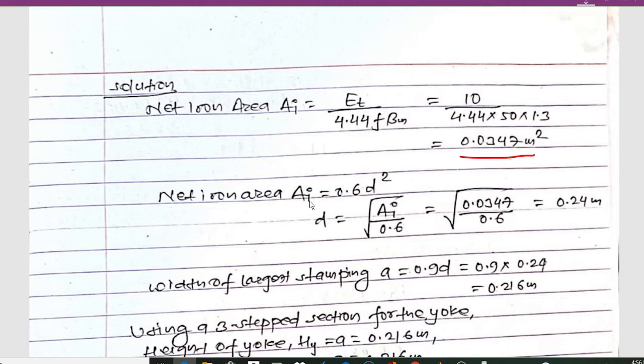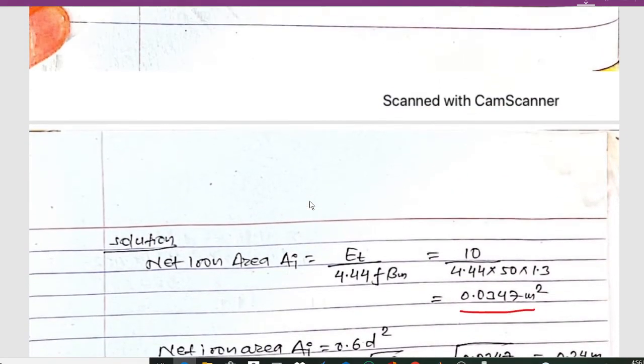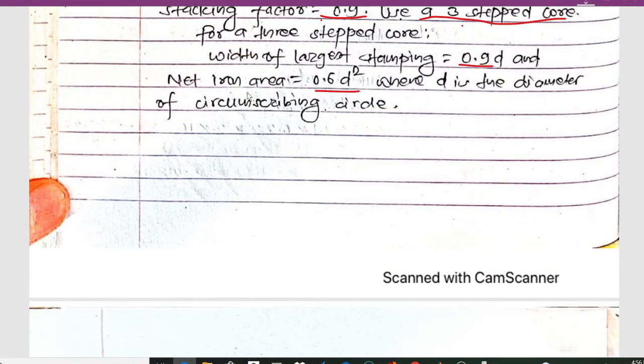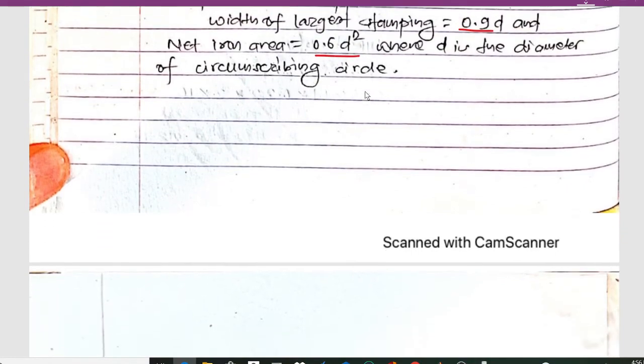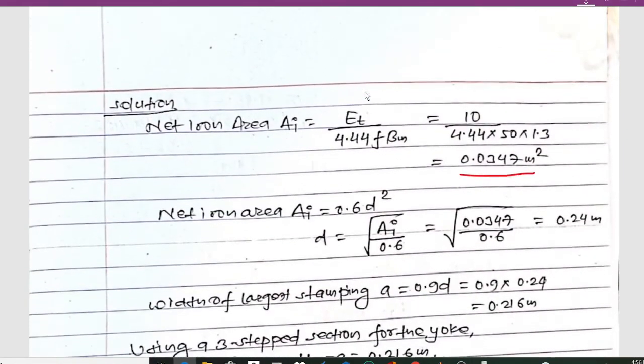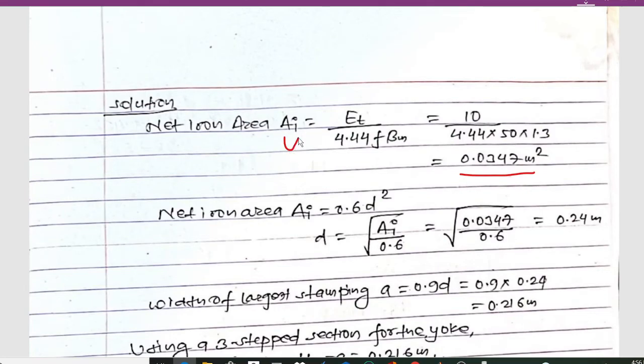Now, the net iron area is 0.6 d square, and here we have obtained the value of Ai. With the use of this we can calculate the value of small d. So d will be root under Ai upon 0.6, and it is going to give 0.24 meters.